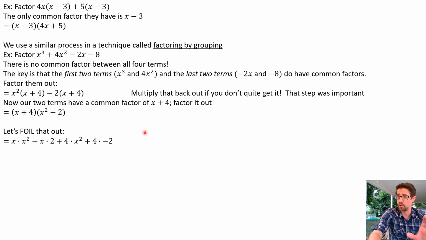We're actually going to FOIL it out, because it's important that you believe me. This is the only example I'm doing, so FOIL it out. x times x squared plus x times negative 2 plus 4 times x squared plus 4 times negative 2. Multiply all that junk together. You get x cubed minus 2x plus 4x squared minus 8. And then you look back at the beginning. Well, it's not exactly what we have. It's in a weird order, but that doesn't matter. So it is what we had to begin with.